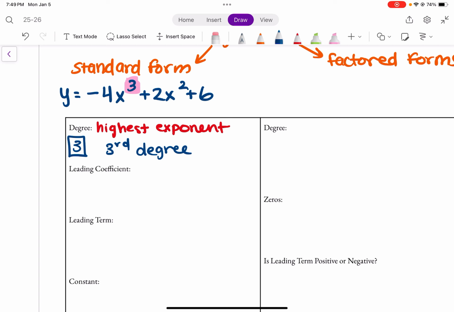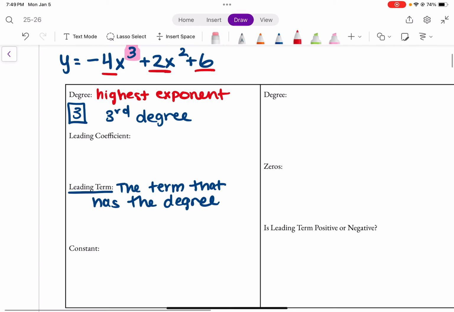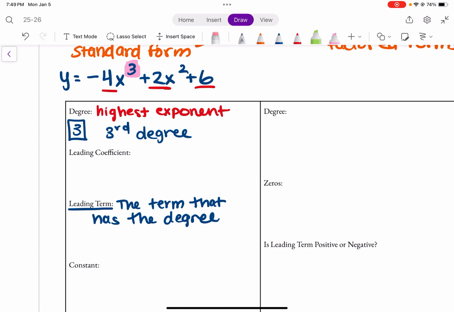We're going to skip down to leading term. So the leading term is the term that has the degree. So remember, polynomials are just made up of terms, right? In this case, we have 3 terms. So the leading term is the term that has the degree. So in this case, our leading term is this term. If it's written in standard form from highest to lowest exponent, it'll always be the first term, right? But again, it's just the term with the highest exponent.